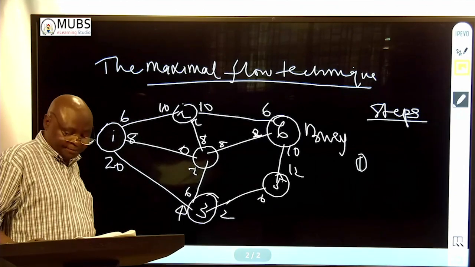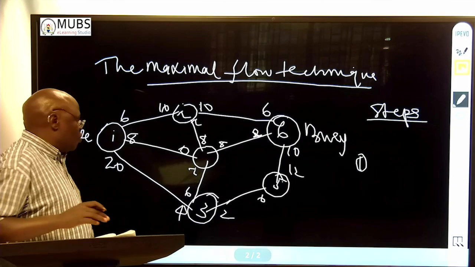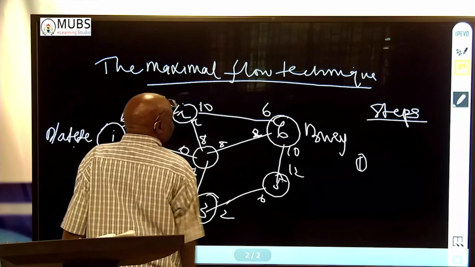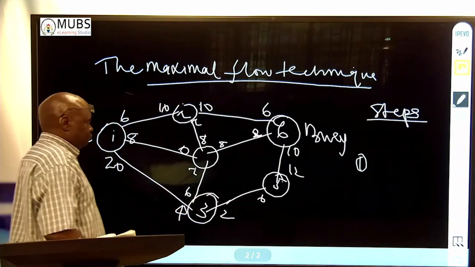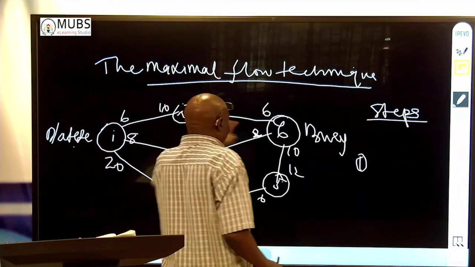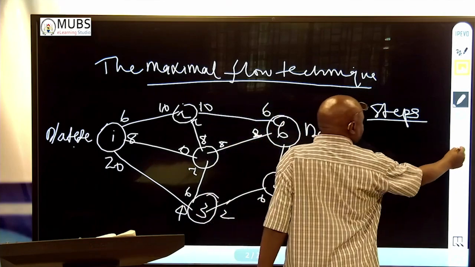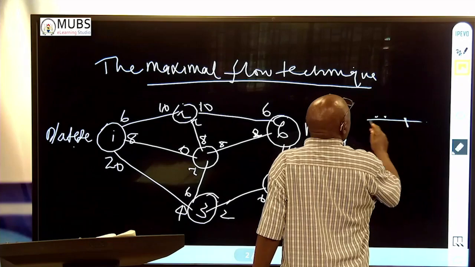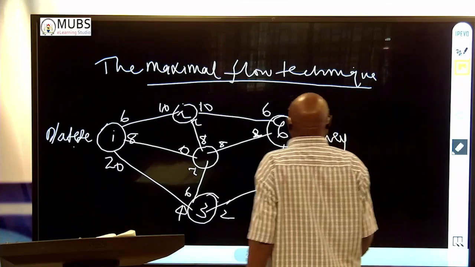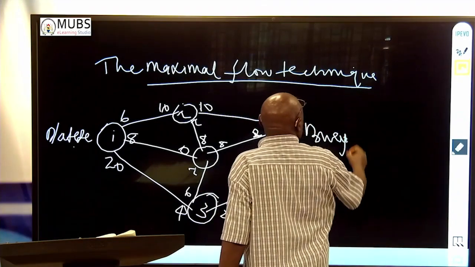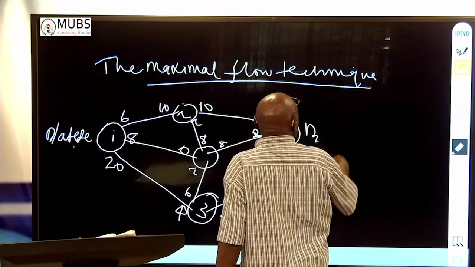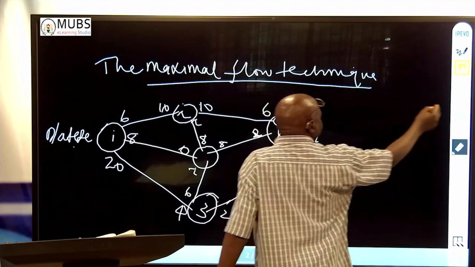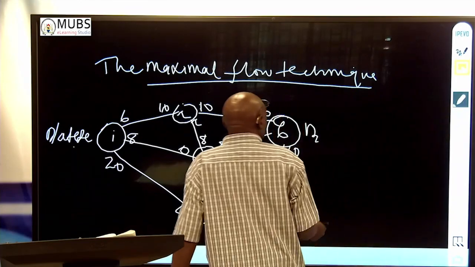Natete to Bweyogerere. We want to see the number of cars that can flow from here up to Bweyogerere within an hour. This is enough. Now, let's look at the solution.